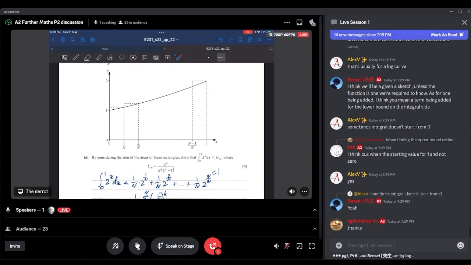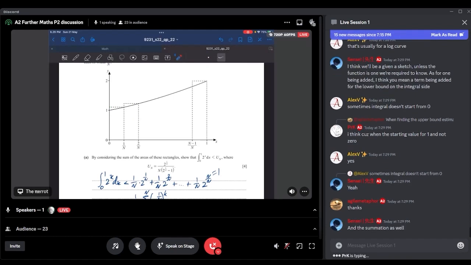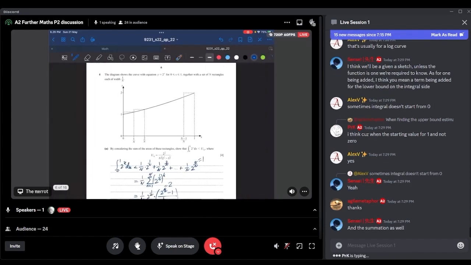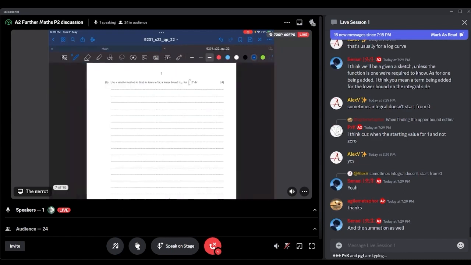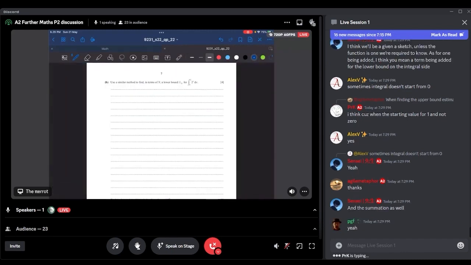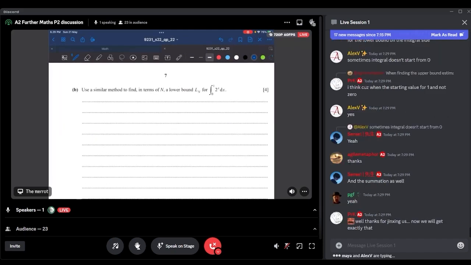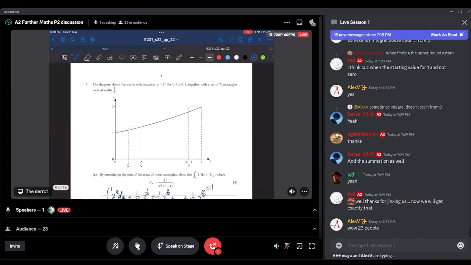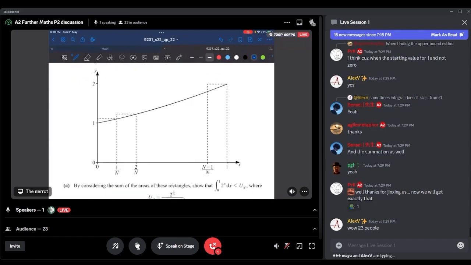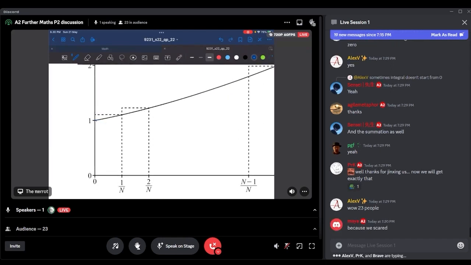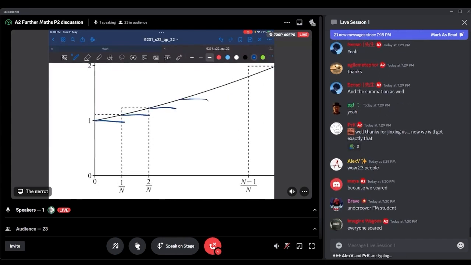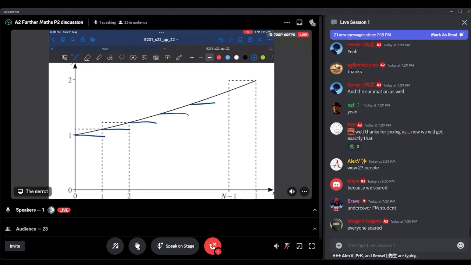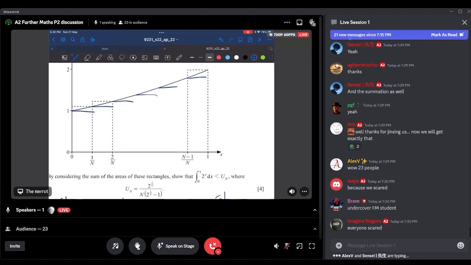Okay, you're welcome. Right, so let's go for the next part. Using a similar method, we find the lower bound now. If you want to find the lower bound, instead of looking at the upper rectangles, we just have to find the lower rectangles, right? So we look at this one, this one, this one, this one, and this one, and so on, up to this one.